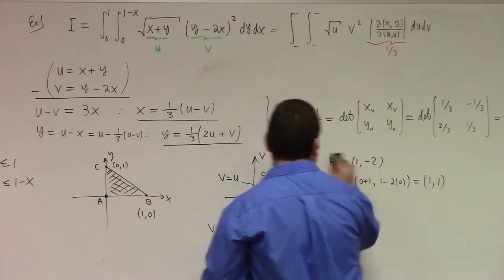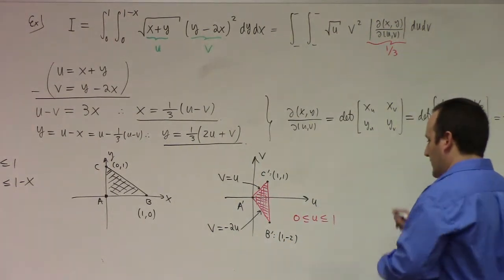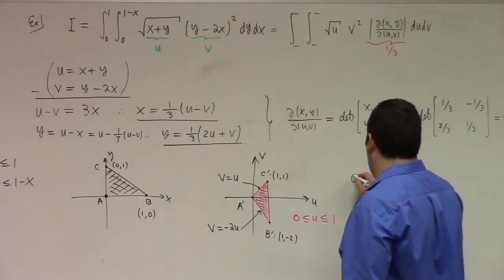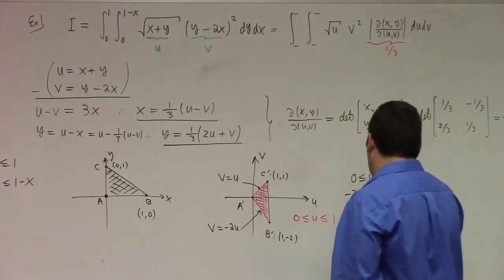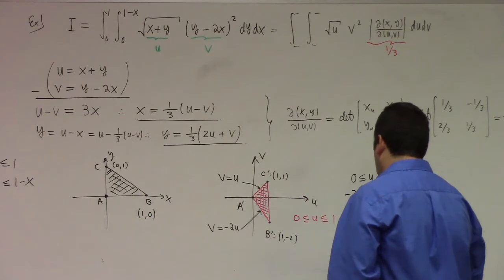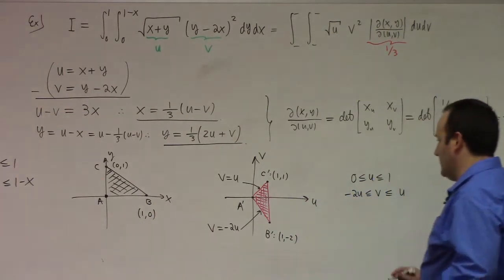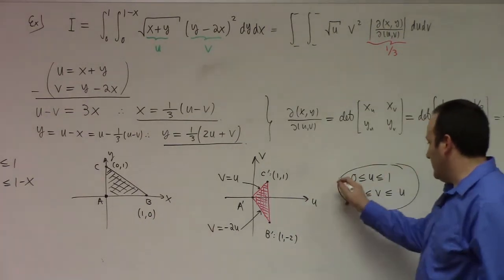Okay, so we have 0 less than or equal to U less than or equal to 1, and we've got minus 2U less than or equal to V less than or equal to U. That is how to describe that triangle, right?